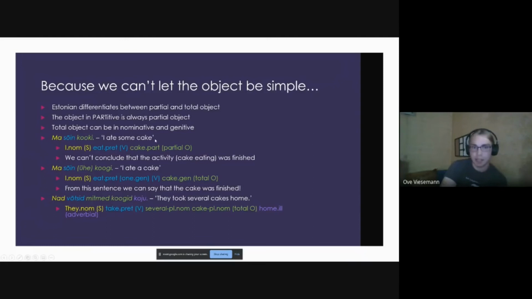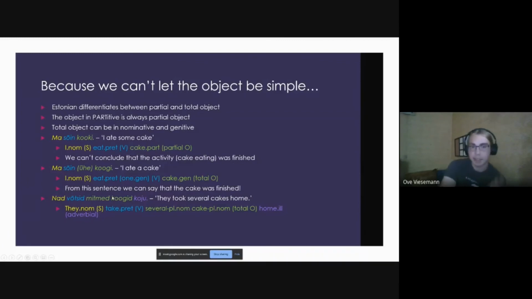Ma sõin kooki, I ate some cake. I is nominative, cake is in partitive, it is partial object. We can't conclude that the activity cake eating was finished. Ma sõin ühe koogi, I ate a cake. Cake is in genitive, and it is total object. From this sentence, we can say that the cake was finished.